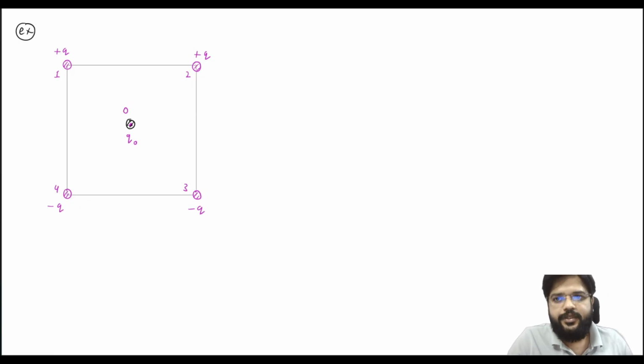So what we want to do in this question, everyone, is move this charge from the center to point A. Correct? So how much work does the external agent have to do? This is the question. So we want to find the work done by the external agent to move a charge from O to A. So the question is very easy, everyone.